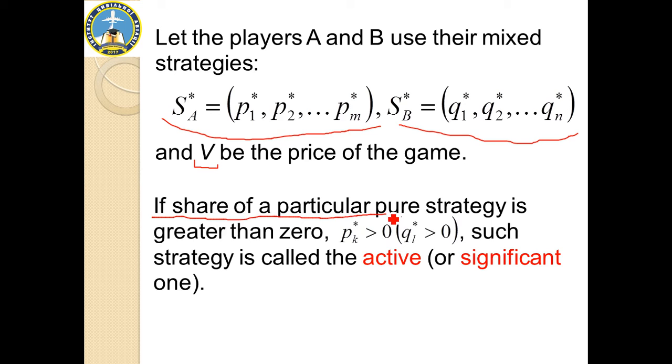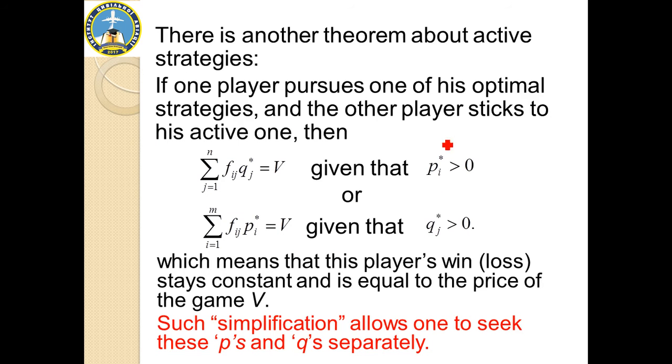If a share of a particular pure strategy is greater than 0, it means that this particular pure strategy is actually used or employed. So if the share of the corresponding strategy played by player A or player B is greater than 0, such a strategy is called an active or significant one. Introducing these active strategies allows us to simplify the process of finding a solution to a matrix game in mixed strategies. There's another theorem about active strategies.